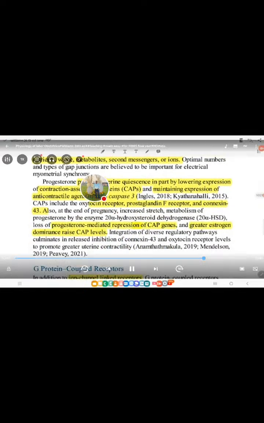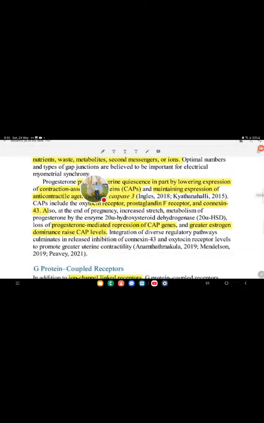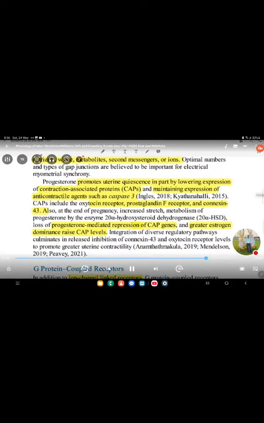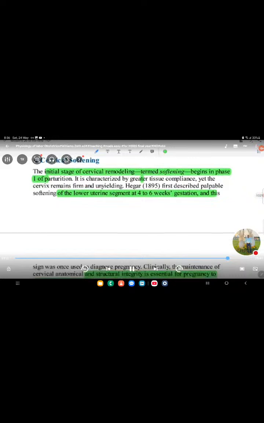What happens? Progesterone promotes uterine quiescence in part by lowering the expression of the... how does progesterone maintain uterine quiescence? By lowering the expression of contraction associated proteins like CAPs, and maintaining the expression of anticontractile agents like caspase 3. Progesterone maintains the lower uterus at 4 to 6 weeks of gestational age.